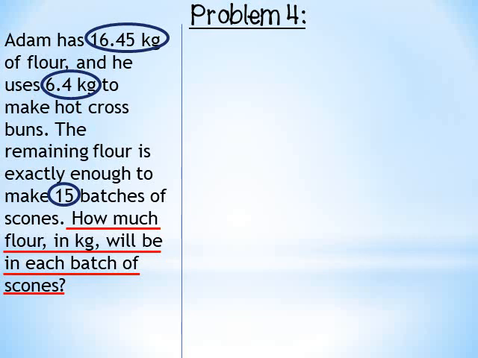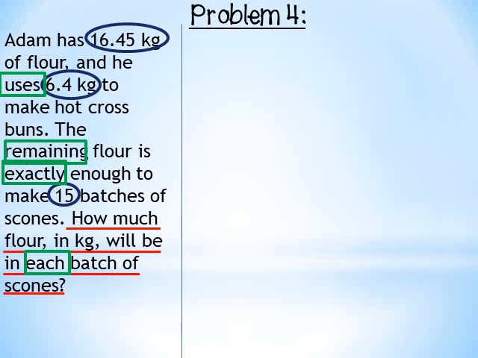So let's go ahead and think about this again. If he's using 16.45 and he gets rid of 6.4, we're subtracting what he uses. The remaining is what's left after you subtract those two numbers. And then he's using exactly enough, exactly is our keyword for division, to make 15 batches of scones. And how much flour will be in each batch? Each is our keyword to help support that division. Right now, we know we've got two problems here. We've got to subtract, and then we've got to divide.